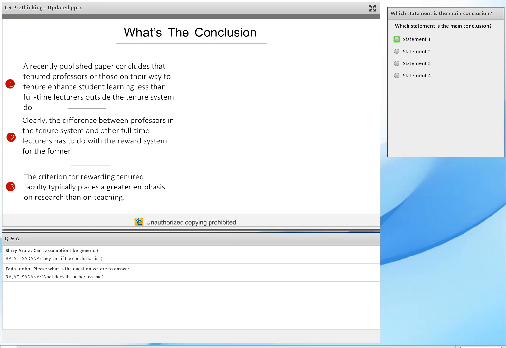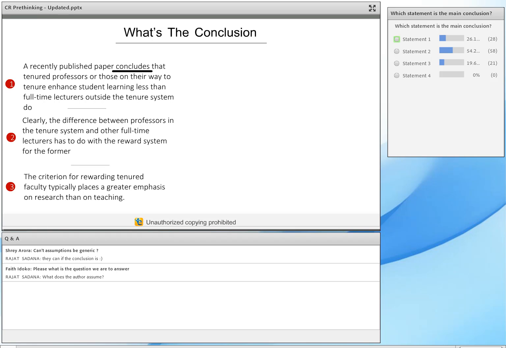Okay, 3, 2, and 1. Let me end the poll, broadcast the results. 54% of you think statement 2 is the main conclusion, and you guys are absolutely correct. That is the main conclusion. A number of people also think that statement 1 is the main conclusion, and those people often focus on this word concludes, and they really say because the word concludes is there, that must be the main conclusion.